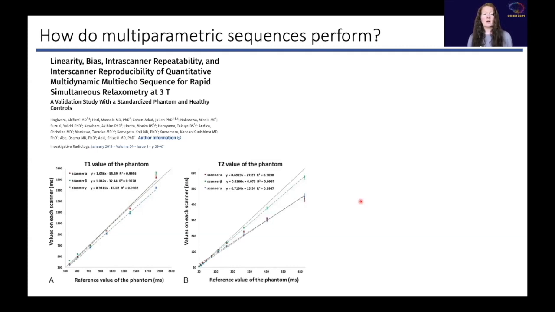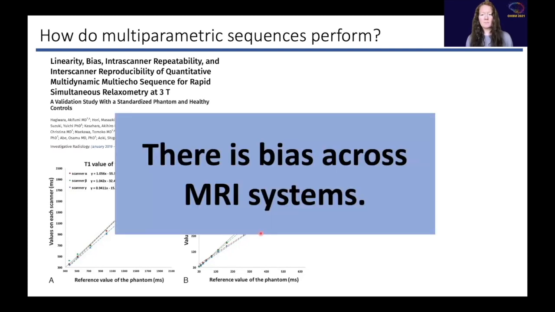A lot of our measurement methods are changing towards multi-parametric sequences. So how do they perform? This group looked at a multi-parametric method, and here they report measurements in the system phantom that I showed you across 3 different scanners labeled alpha, beta, and gamma. And then they did similar measurements in vivo. And I will say in this case, they saw a greater variation using the phantom than they saw in vivo in healthy volunteers. So there is bias across MRI systems, and it can be established using both reference objects and in participants.